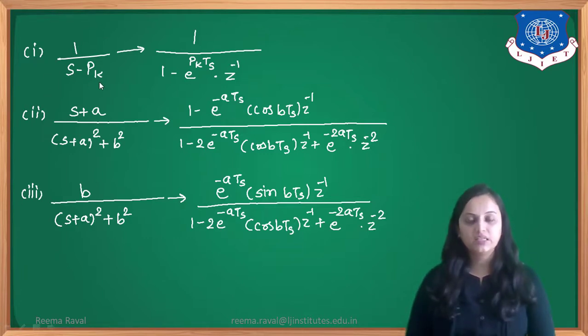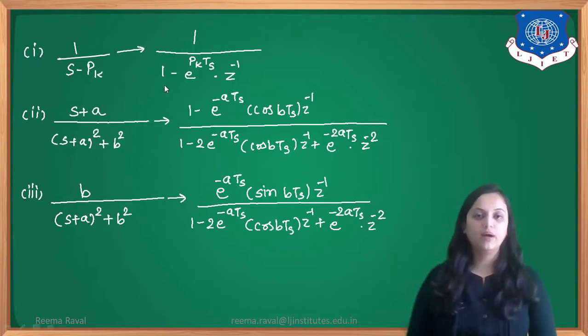If 1 upon S minus Pk is there, using the impulse invariance method, we will substitute by this 1 upon 1 minus e raised to Pk Ts into Z inverse, where Pk is the constant value given over here, Ts is the time period or symbol duration into Z inverse. So using this we can get the transfer function.